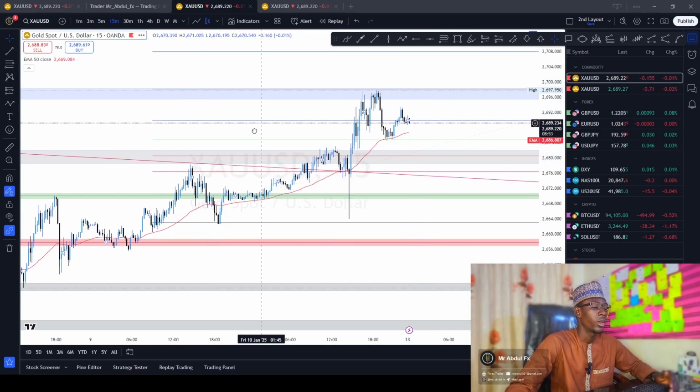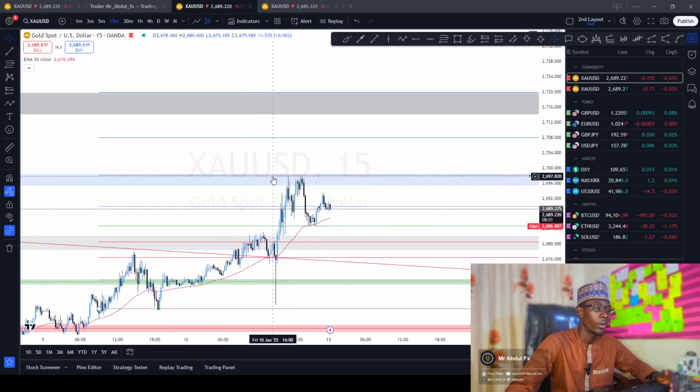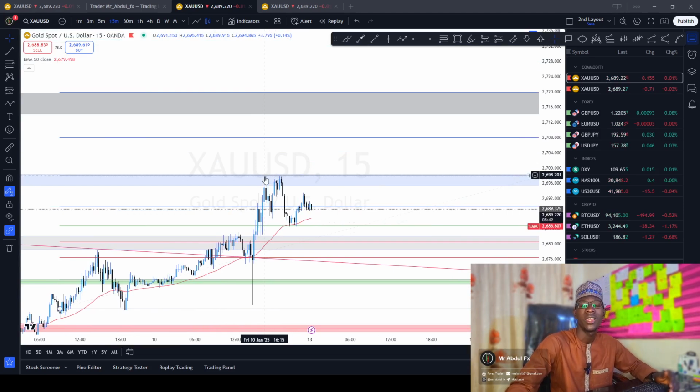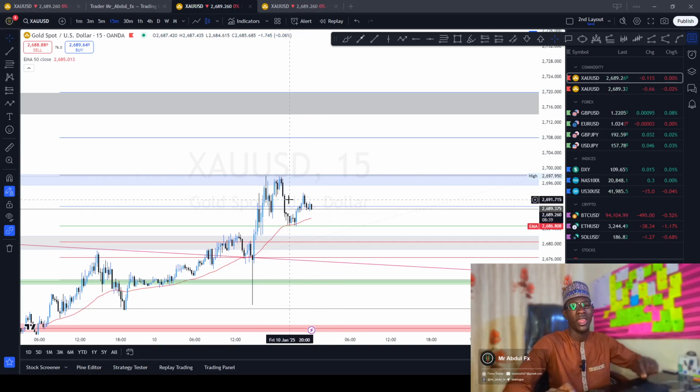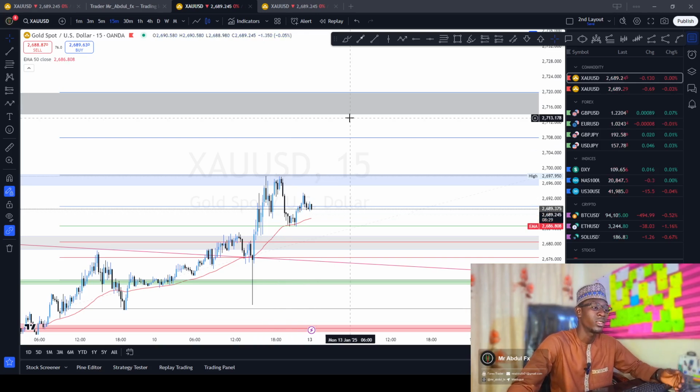I almost forgot to talk about this. This is a crazy week. You know why? Because there is a lot of high impact news that is proving that the US dollar is about to get stronger. So let me show you the news and explain why I am expecting this reversal at this level.